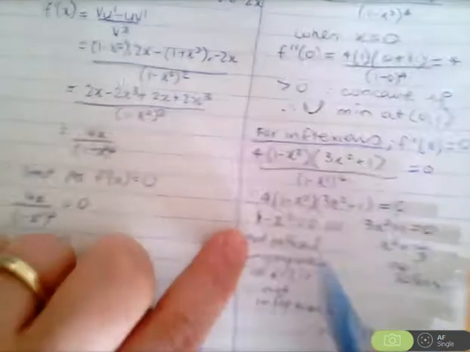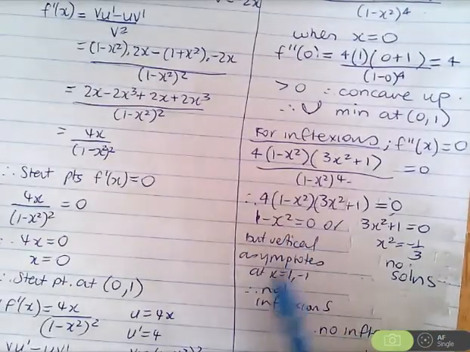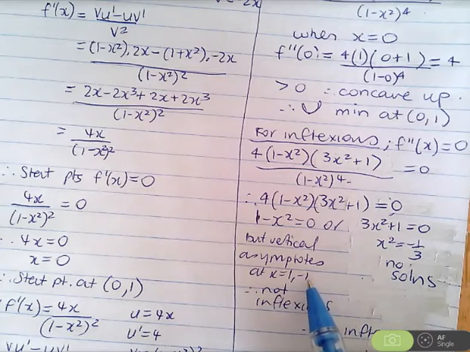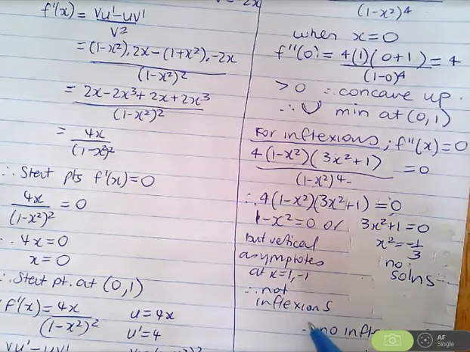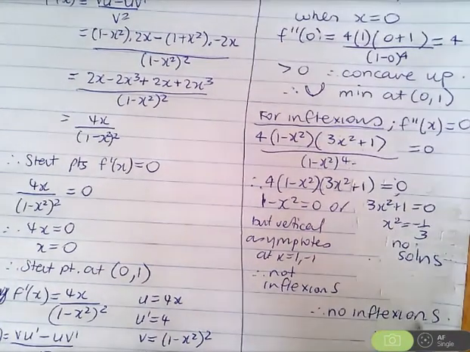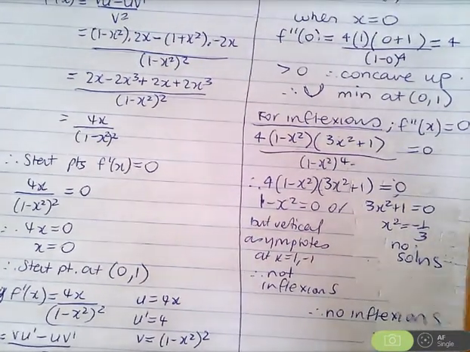But you may think that your solutions are 1 and negative 1, but there are vertical asymptotes at 1 and negative 1. So remembering, you need continuous curves for differentiation. So we've got vertical asymptotes at 1 and negative 1, so therefore there are no inflections at 1 and negative 1. So therefore there are no inflections on this curve.